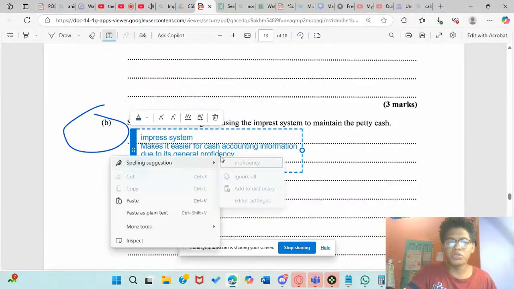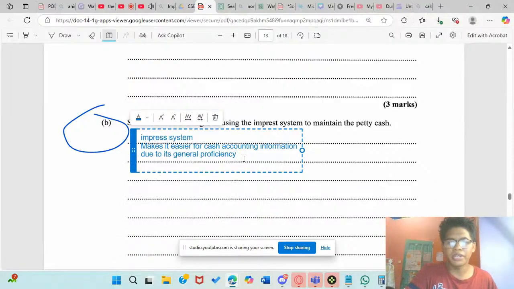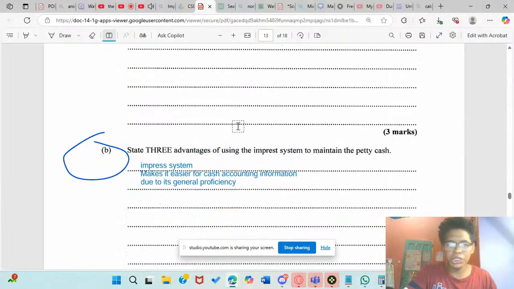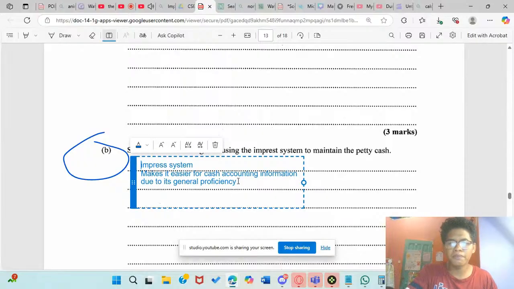All right, so it's due to its general proficiency, right? It's more proficient, it's easier to utilize compared to the account information in the cash book, right? So it's due to its general proficiency. And then the final point, let's just read out the question. State three advantages of using the imprest system to maintain the petty cash book.